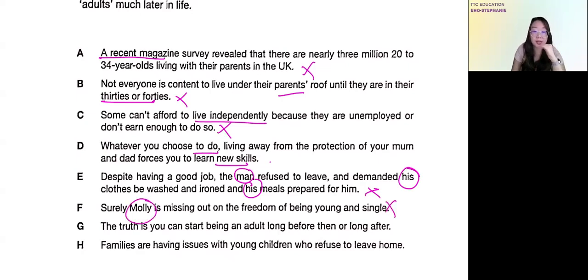The truth is you can start being adult long before then or long after. This one, we have the keywords of adult, maybe likely able to do so. Jaden said this is the answer. And the very last one, families having issue, young children refuse leave home. We didn't talk about this. So among your D and G, which one will be the better one? Okay, which one will be the better one? Let's check out.